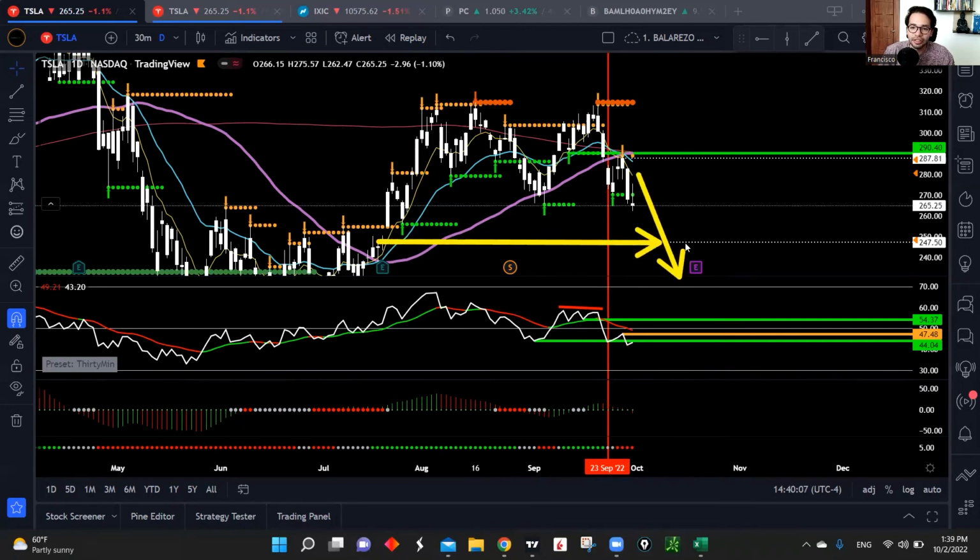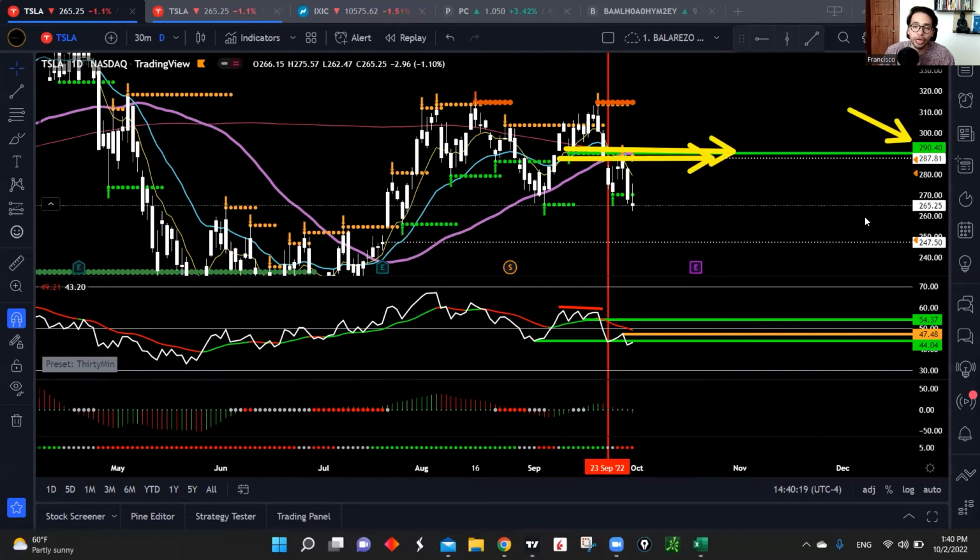I think that at least a fill of this gap somewhere around 247.50 is going to be a target. And the best way to manage this position is to get it as close to the supply level, which is 290.40. So if we happen to get a bounce in Tesla that comes into that declining 21, I think it's going to be a great opportunity to short this name.